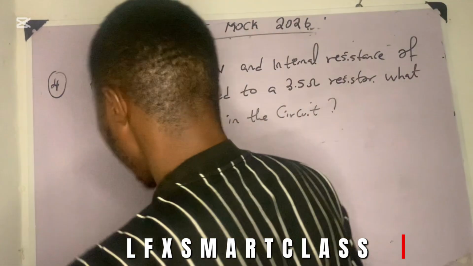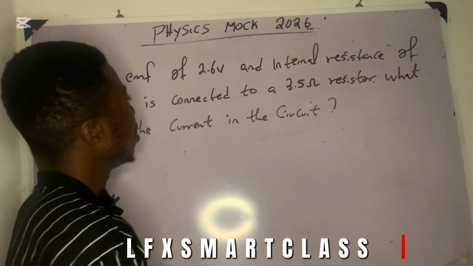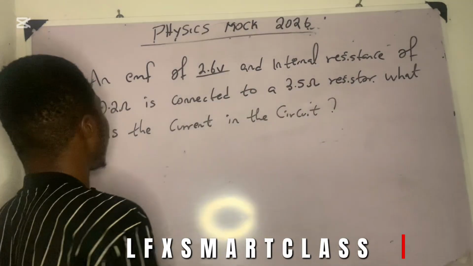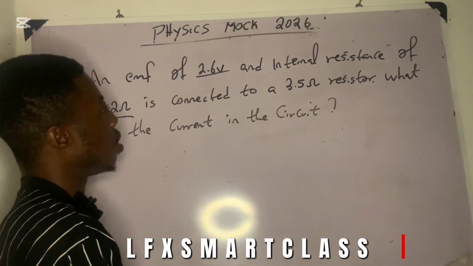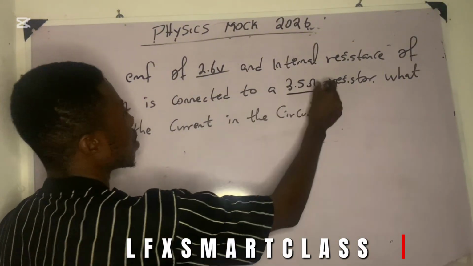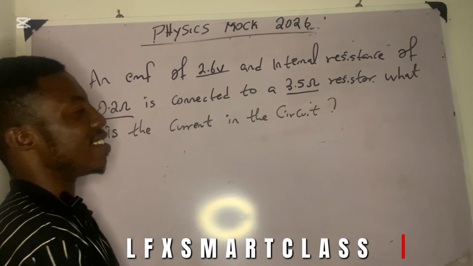Now let's take number 4 question. A battery with an EMF of 2.6 volts and an internal resistance of 0.2 ohms is connected to a 3.5 ohms resistor. What is the current in the circuit?